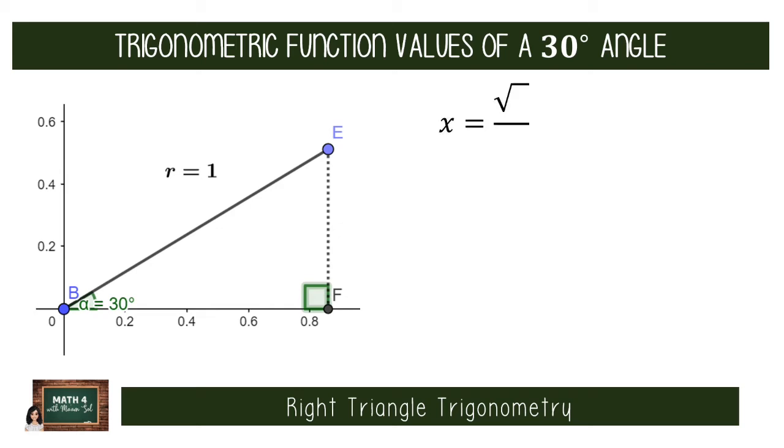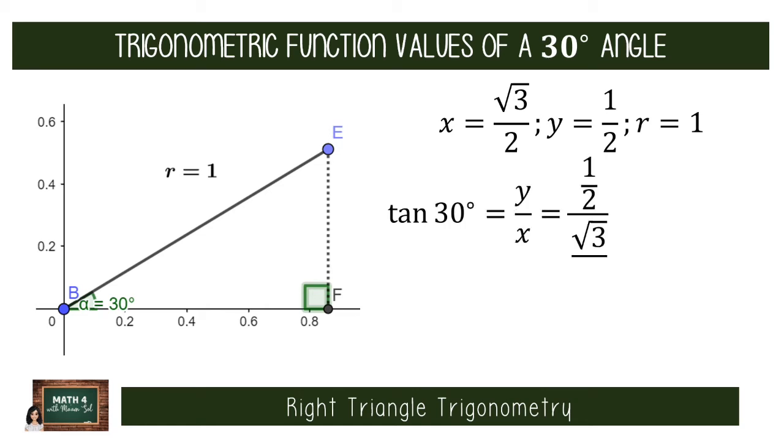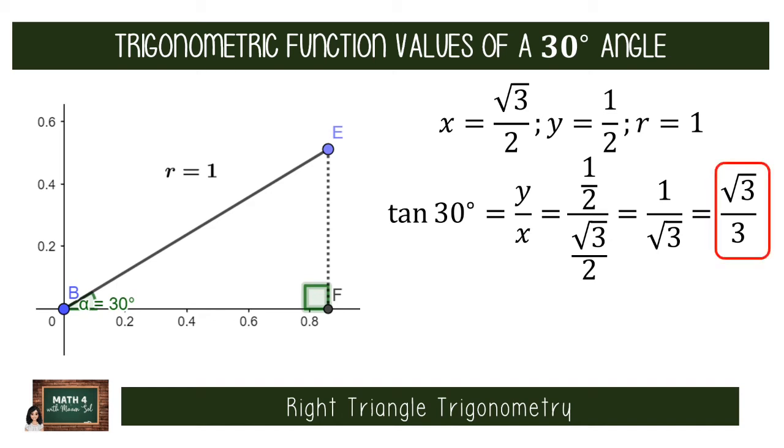Third, we have tangent of 30 degrees, which is equal to y over x. Thus, we have 1/2 over the square root of 3 over 2, or 1 over the square root of 3, or rationalizing this, we have the square root of 3 over 3.